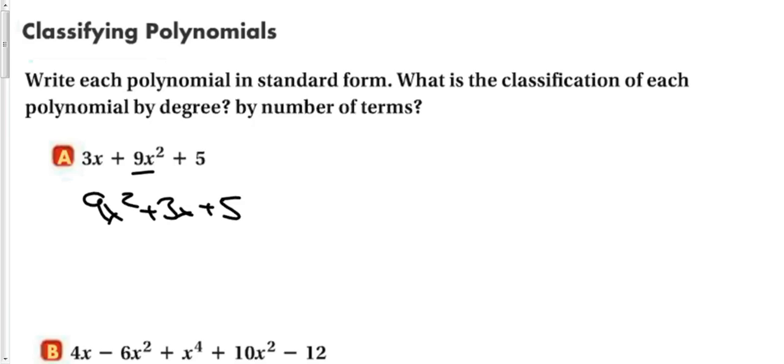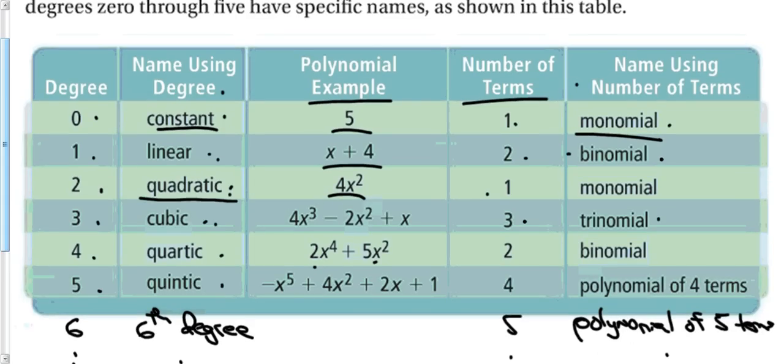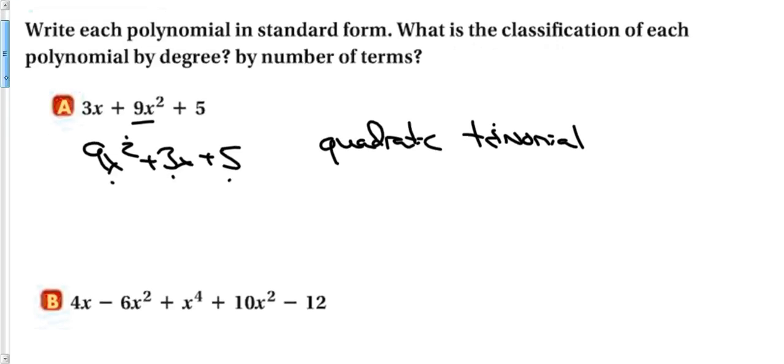plus 5. Okay. And now we name it by degree and by number of terms. It's a degree 2, and it has 1, 2, 3 terms. So degree 2, if we look back at our table, degree 2 is a quadratic. The number of terms is a trinomial. So this particular polynomial would be a quadratic trinomial. Okay?